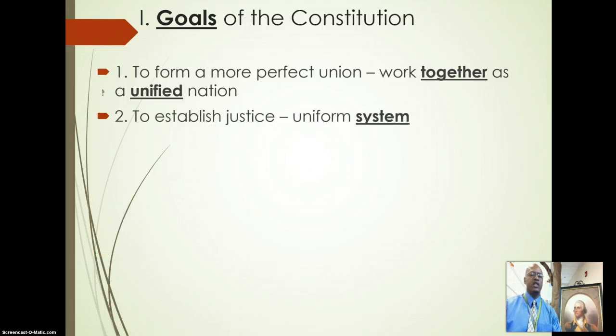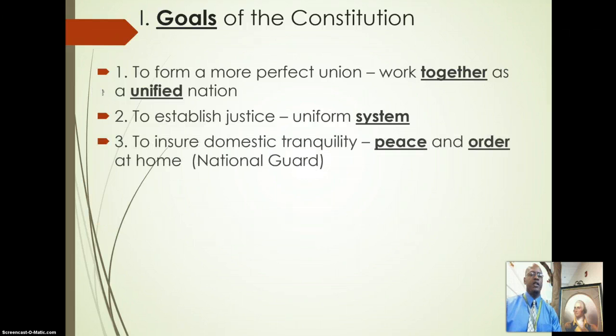The second goal was to establish justice, a uniform system. If you notice, under the Constitution, now we have a system of courts where we can dispute any disagreements amongst one another as individuals as well as states or various individual groups within our country. The third goal was to ensure domestic tranquility. This is about peace and order in the homeland.